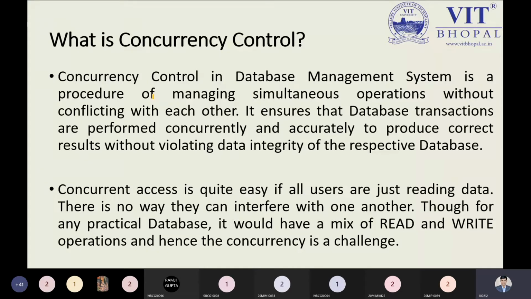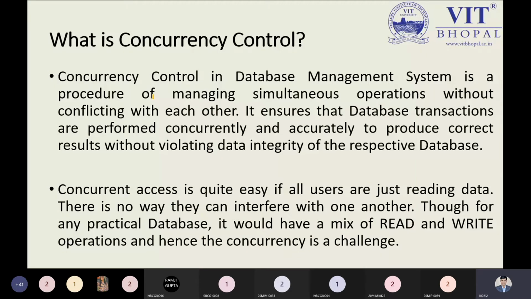And it ensures that database transactions are performed concurrently and accurately to produce the correct results without violating its data integrity. It means the relationships we have inside the data should not be violated. If it is violated, we are disturbing the features of the database as we have discussed in the first and second class. So data integrity was an important feature.